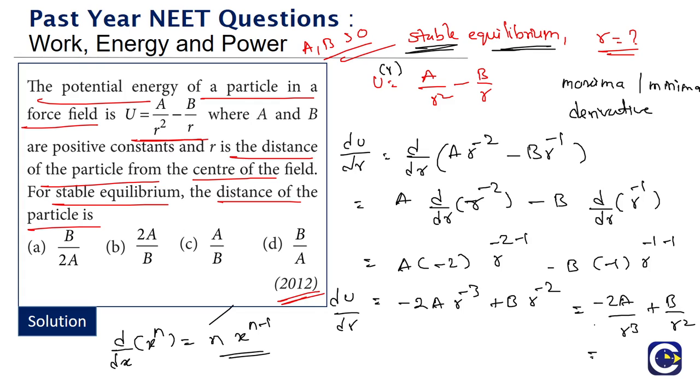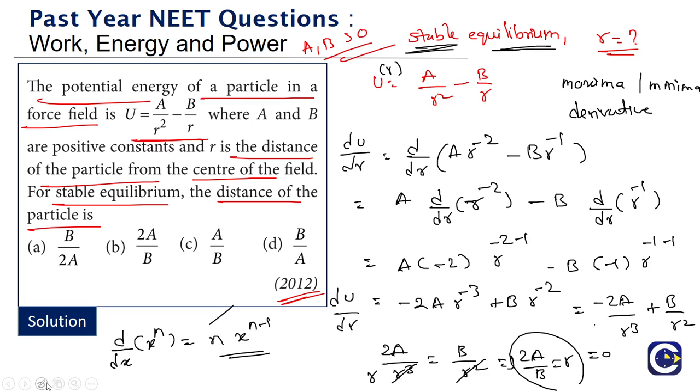Now we are saying this should become 0. When the function is reaching a maxima or minima, this should become 0, which means if we equate it to 0, 2a by r cube should be equal to b by r square. When we cancel, we are left with just r. If you rearrange, 2a by b is our r value. 2a by b is r.